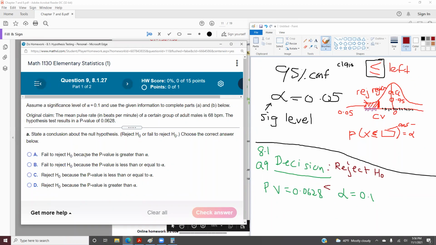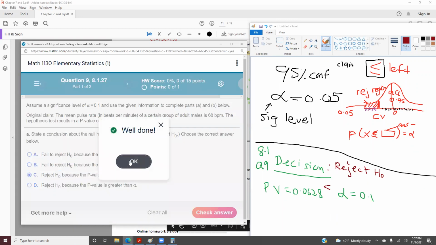So which one is the correct answer in this case? Is that A, B, C, or D? What is your decision? It's not fail to reject, that's not correct. Wouldn't it be C? Reject H0 because the p-value is less than alpha. Yep, that's correct. So you reject because the p-value is less than alpha.